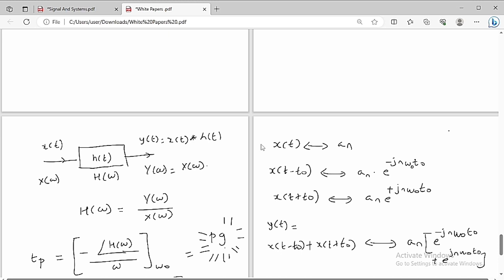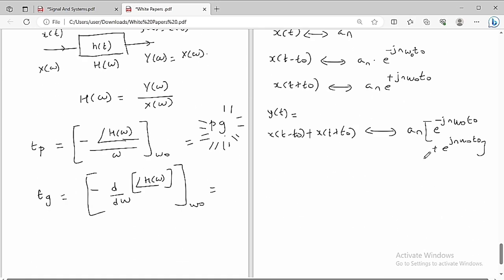So I am going to assume some b n. If you simplify e to the power of minus jn omega naught t naught plus e to the power of jn omega naught t naught, you are going to get 2 cos of n omega naught t naught. So you are going to get b n is equal to 2 into a n into cos of n omega naught t naught.